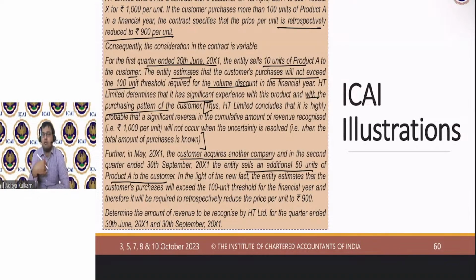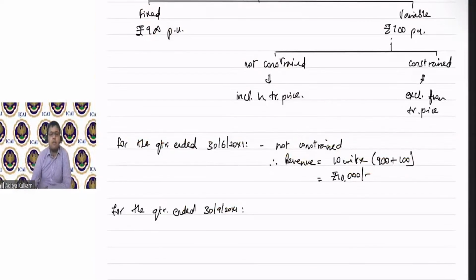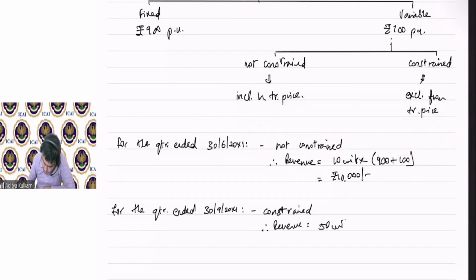And now I am starting to feel the heat. I am starting to say, look, his requirements have increased, so we will probably end up crossing 100 units during the year. And therefore, the revenue should be at the rate of 900. So this is going to be constrained. So therefore, 50 units into 900, 45,000. But wait a minute.